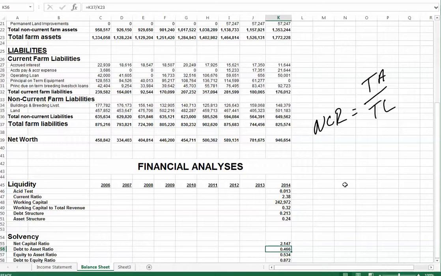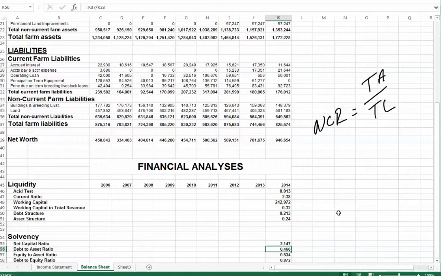cents in total assets. Just like in the other ratios or the other financial measures, don't ever forget that that's dependent upon the values that you have placed on those assets. So that net capital ratio could be misleading if you have overvalued or undervalued some of those assets, particularly current assets where you had to estimate a price of crops in storage or market livestock on the farm.